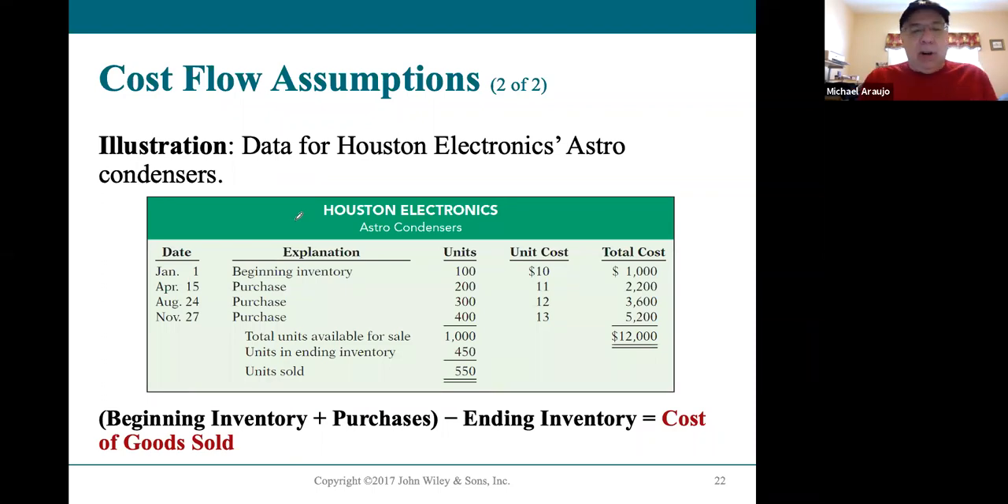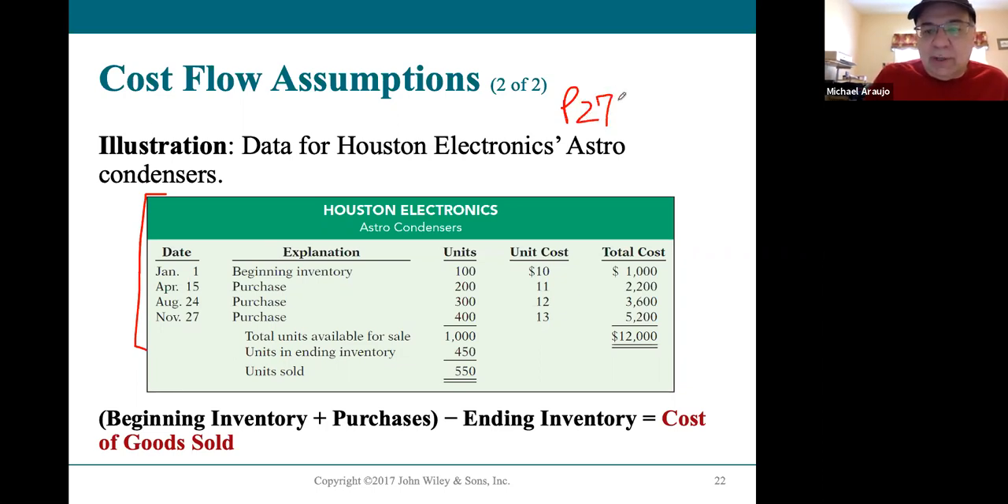To understand cost flow, you need to start with the inventory records that a business has. If you do not have the inventory record in front of you, none of this is going to make any sense. This particular record, for those of you following along with the book, is on page 273 in your textbook. That's this particular illustration.